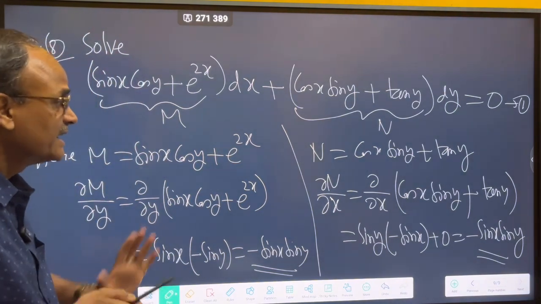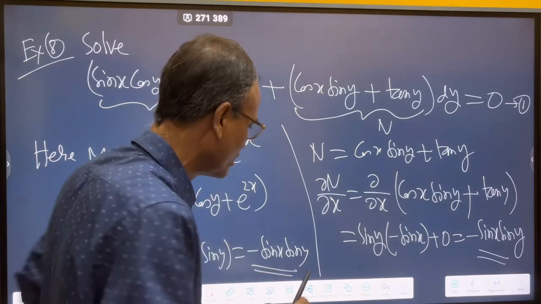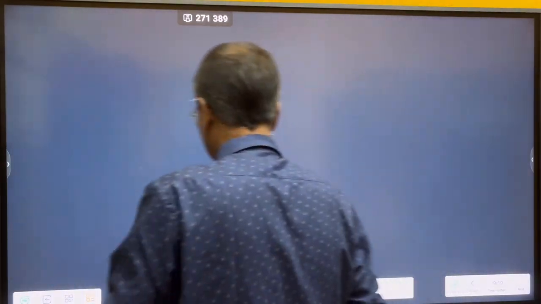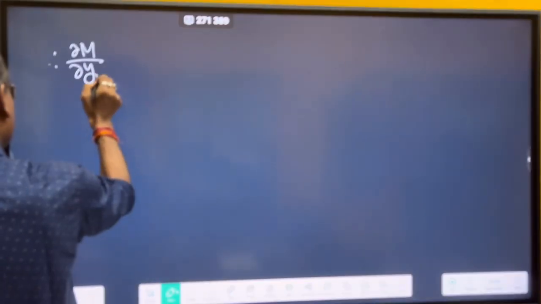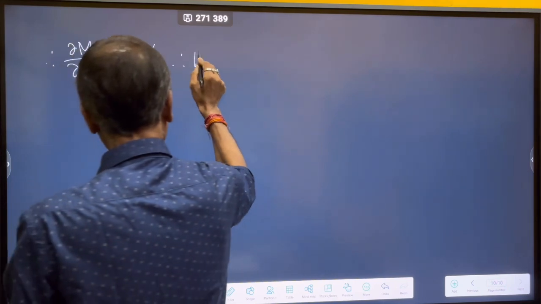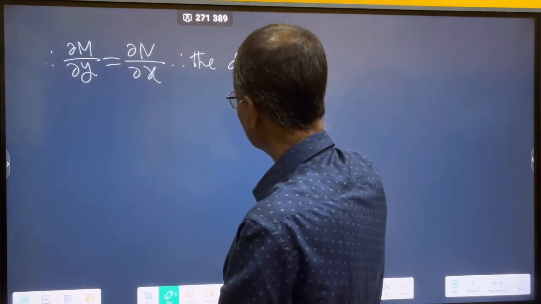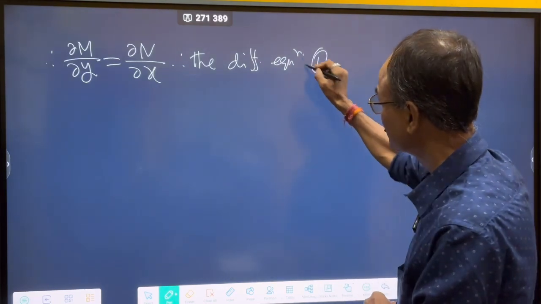Thus, del M by del y is equal to del N by del x. Therefore, the differential equation 1 is exact.